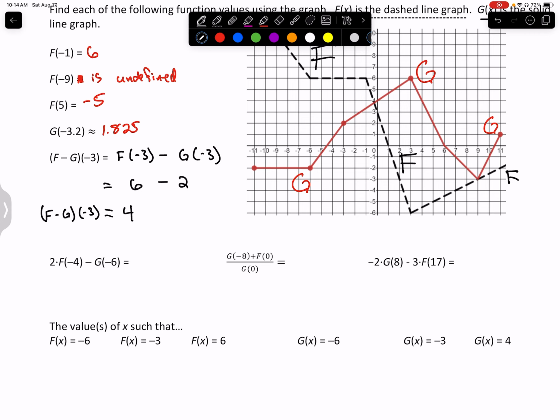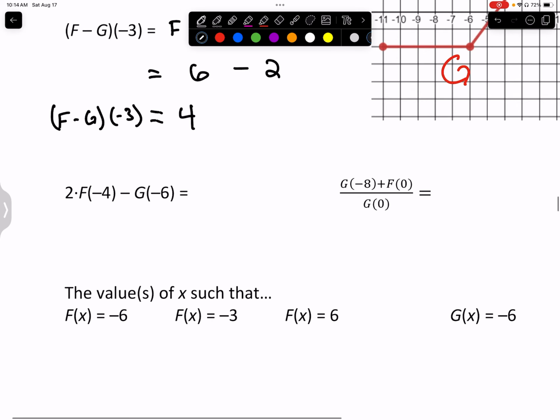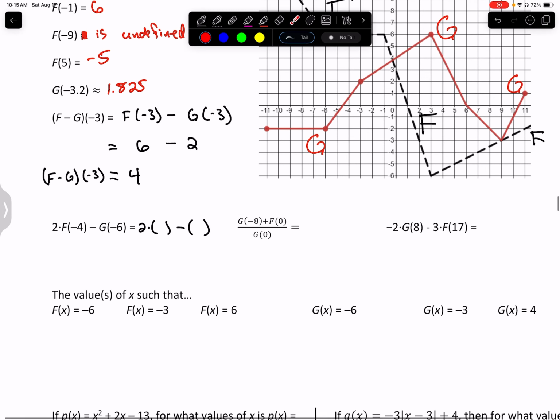All right, let's look at this next one. This next one's right here. A common mistake that my brain wants to make is to think this is problem number 2. It isn't. It's 2 times f of negative 4. So we're going to end up taking 2 times whatever this answer is minus whatever this answer is. I'm just going to put a shell of it here of what I'm going to be doing. So it's 2 times a number minus a number. And for giggles, I'll put parentheses for both of those answers.